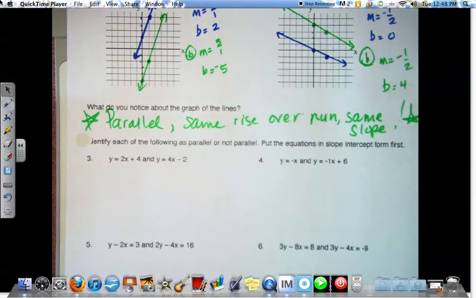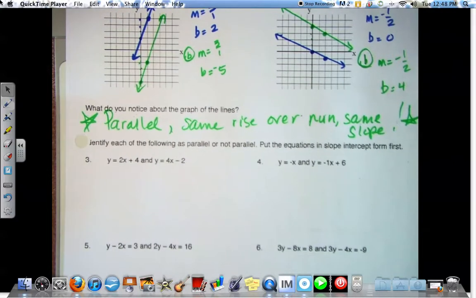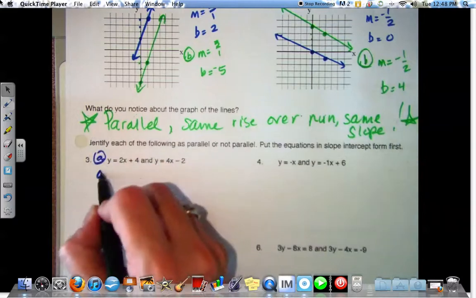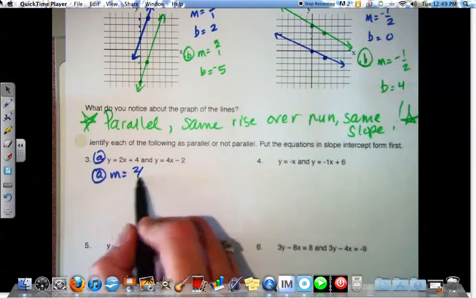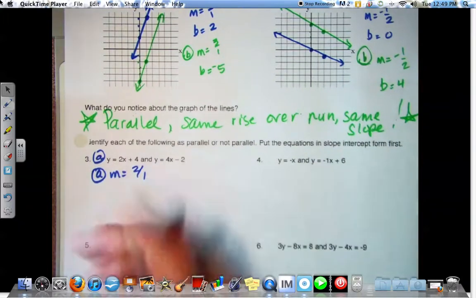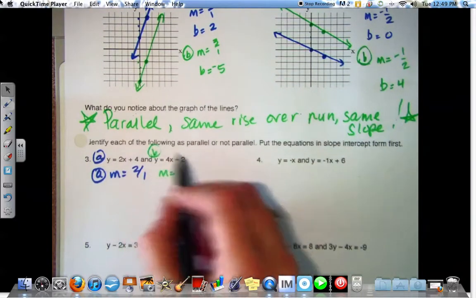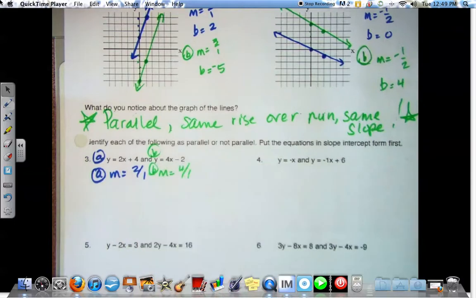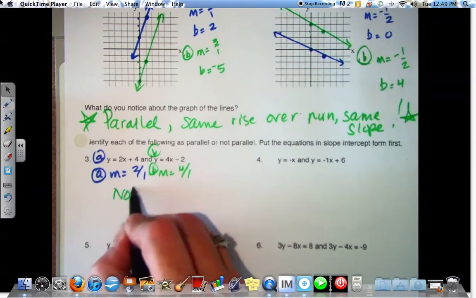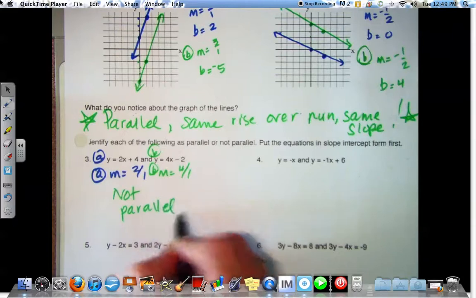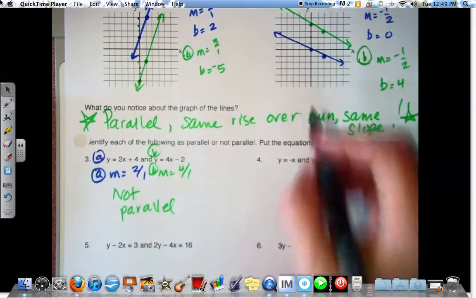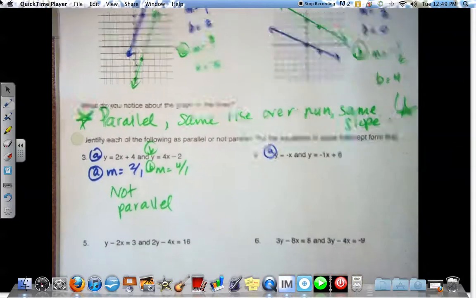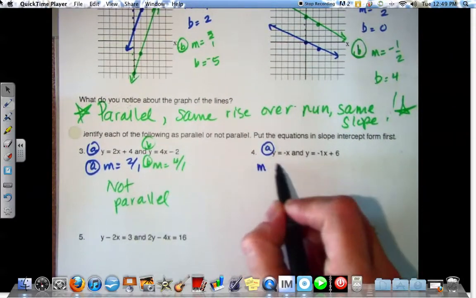So now we're asked to identify each of the following as parallel or not parallel, and we need to put the equations in slope-intercept form first. So for 3, what's our slope? Okay? And the second equation? So are they parallel or not parallel? They don't have the same, they have different what? Slopes.